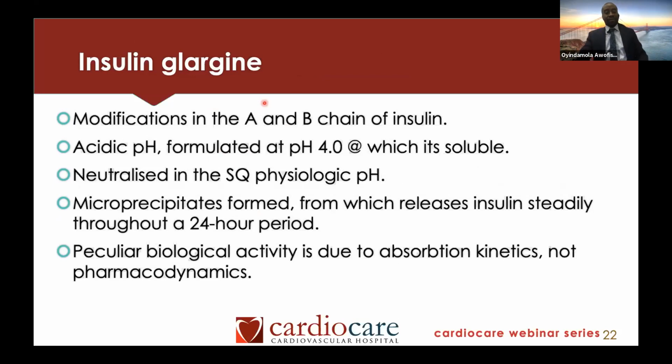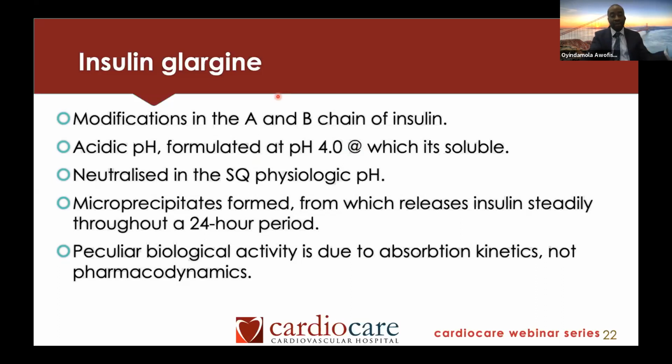All the basal insulins have different modifications. Insulin glargine is formulated at an acidic pH of 4.0, and many patients will tell you that it stings them when they inject it. But when it gets to the subcutaneous tissue, it's neutralized and it forms microprecipitates, which are gradually released at almost a constant rate throughout the 24-hour period, and it's peakless. So that's insulin glargine, a true basal insulin.